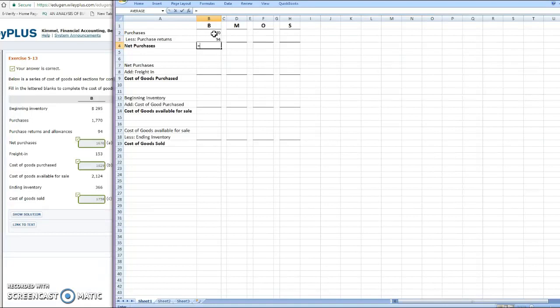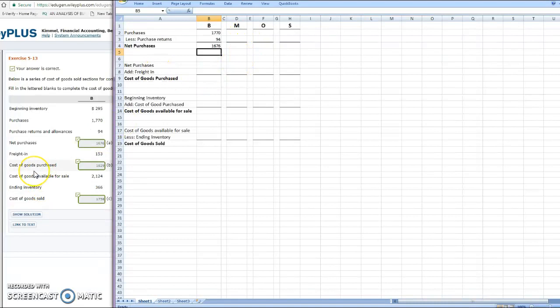And then right here, we'll do a little formula. We'll take the purchases minus the purchase returns, and we get 1,676. So I input that there, and we can see that that's correct. Another option, well, we'll do that over here.